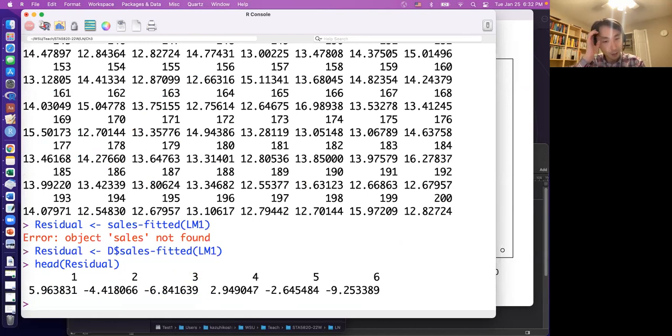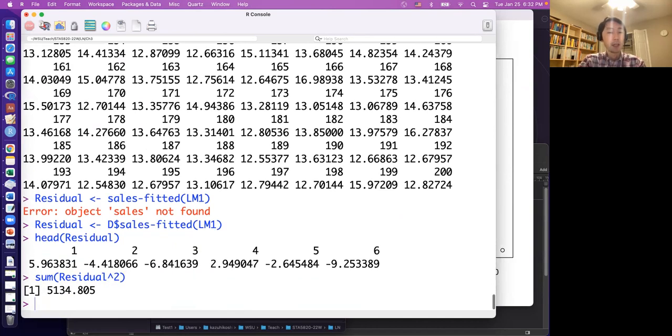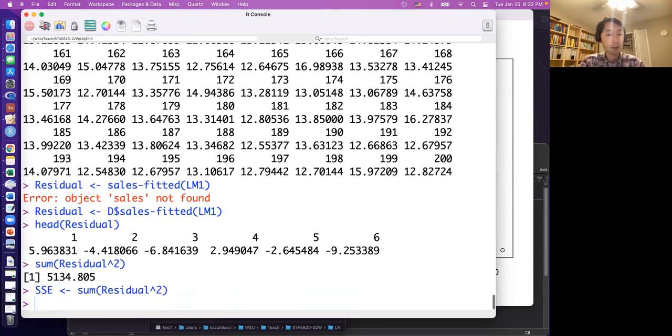Then you can calculate this way. So then you can take the square and take the summation, the summation of the residual squares. Then this becomes the sum of squared residuals. So this is SS residual.